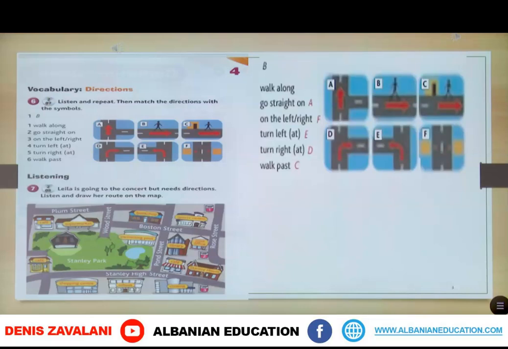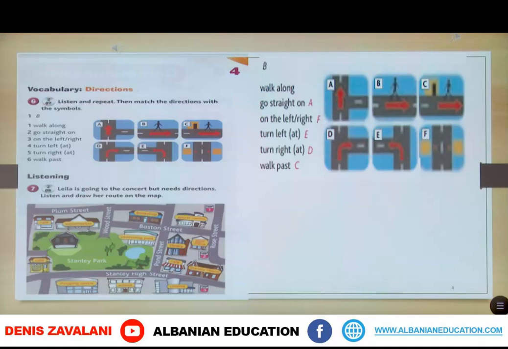So picture A is go straight on. Picture B is walk along. Picture C is walk past. Picture D is turn right at. Picture E is turn left at. And picture F is on the left, on the right.